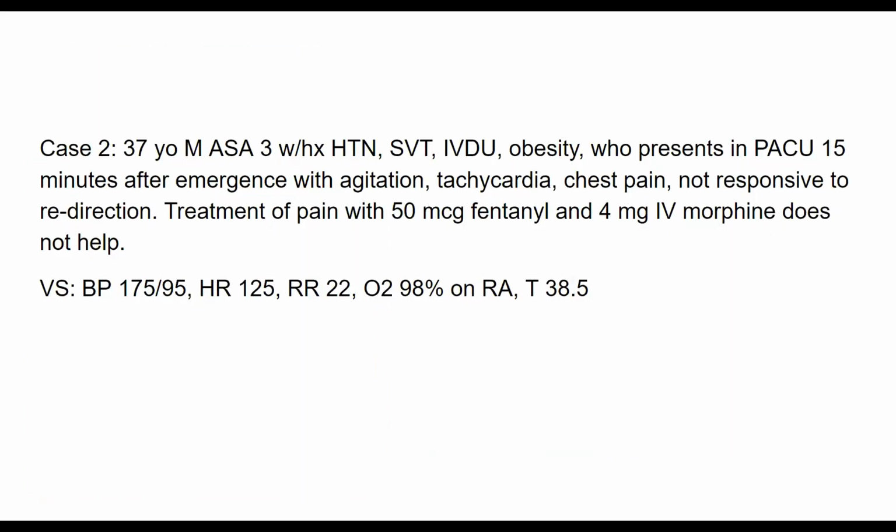Yeah. All right, so another case here. I think this is the last one. We'll go pretty quick. 37-year-old, ASA 3, history of hypertension, SVT, IV drug use, obesity. He presents to the PACU 15 minutes after emergence with agitation, tachycardia, chest pain, not responsive to redirection. We give some fentanyl, IV morphine does not help. Blood pressure is notable for hypertension. He's tachycardic to 125, statting well, and his temperature is 38.5. Very active, agitated gentleman. What do we think could be going on?